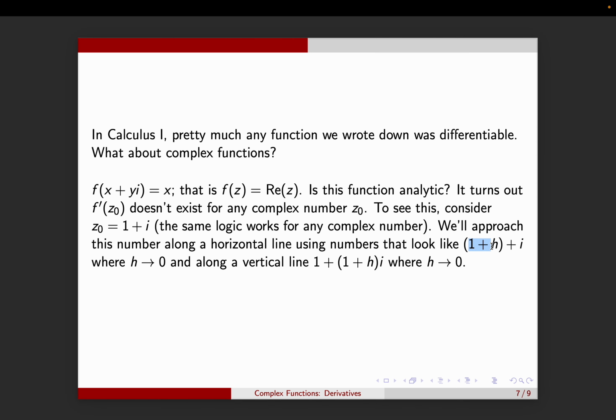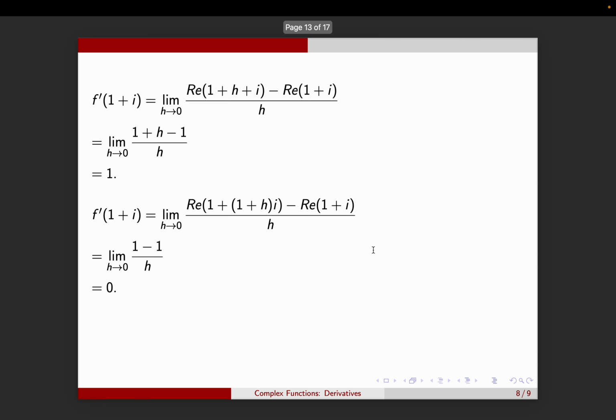If I look at numbers that look like this, where h is small, I'm just looking at numbers that are close to 1 plus i, but left or right. And if I look at numbers that look like this, if h is small, then again, I'm looking at numbers that are close to 1 plus i, but you're going north-south. And here I'm slightly abusing notation. Here I am assuming h is a real number, but it doesn't matter. Let's slough over that detail.